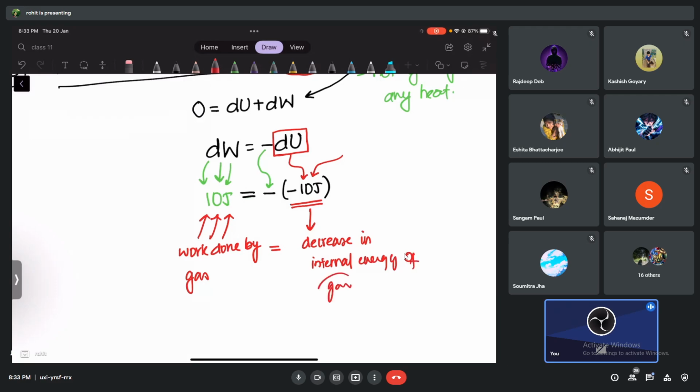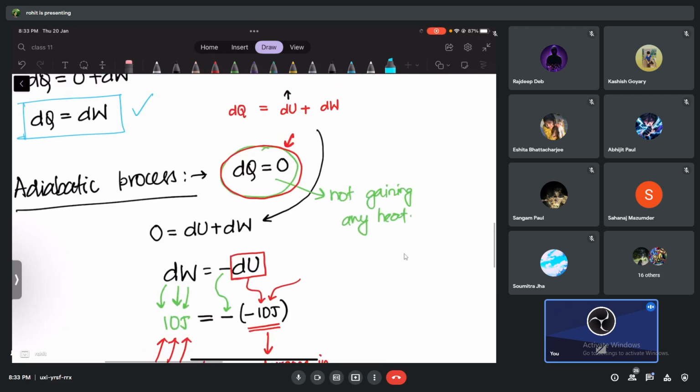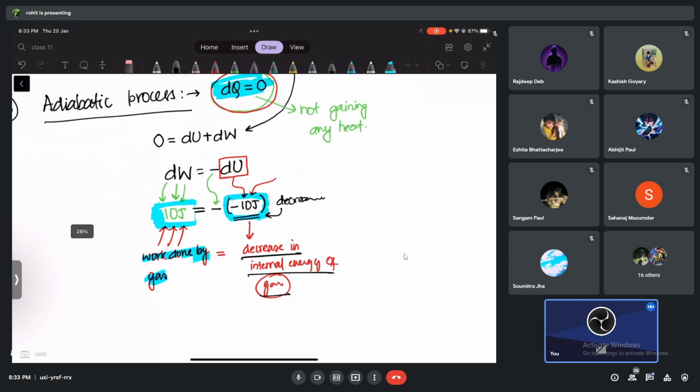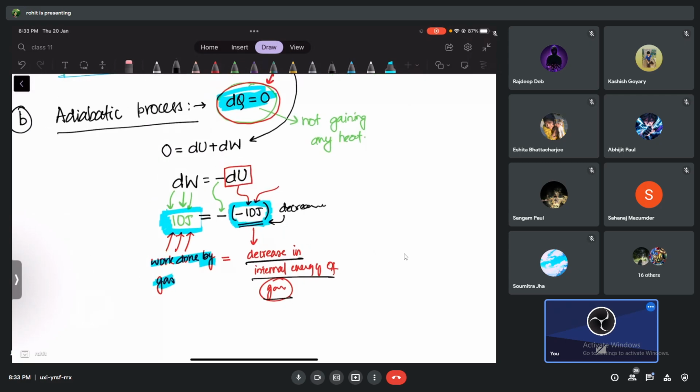I think it makes sense, right? The gas did not gain any energy from outside, and if it is still doing work, still pushing the piston, and it did a work of 10 joules, it must have used its own internal energy. That's why there's a decrease of internal energy, and that's why the gas is able to do this work. Do you understand? Make sense, guys? Yes, sir. So this is how it works.